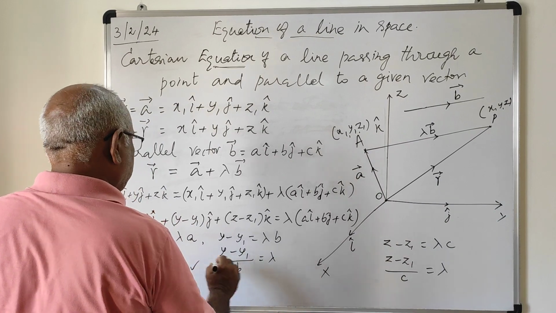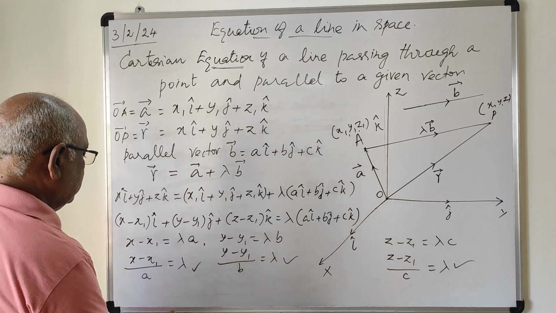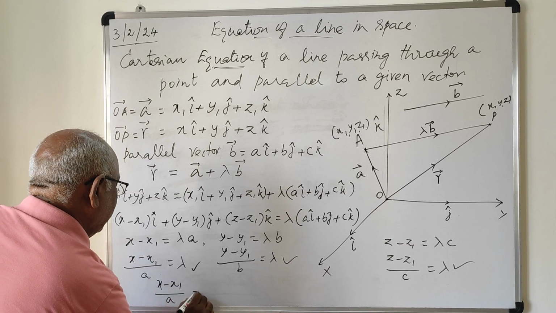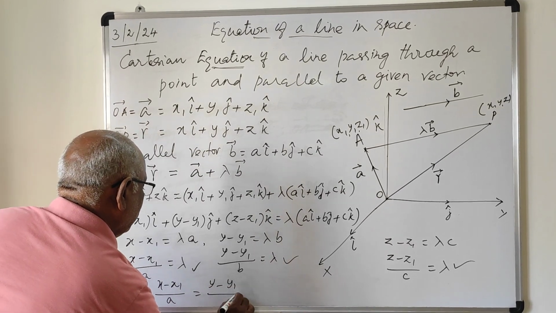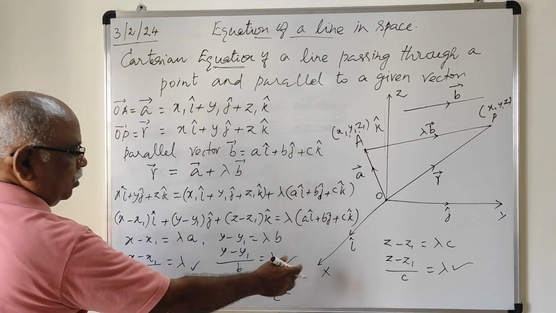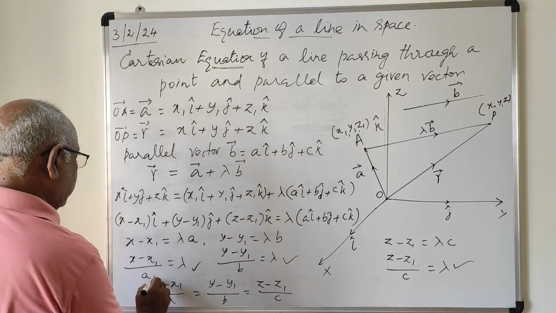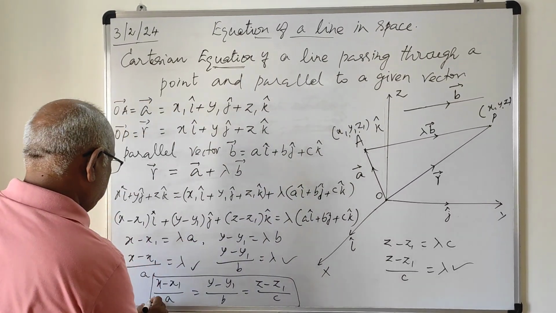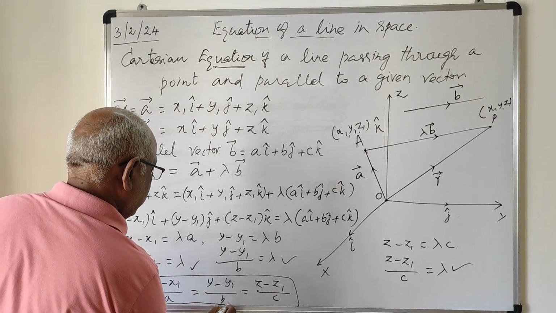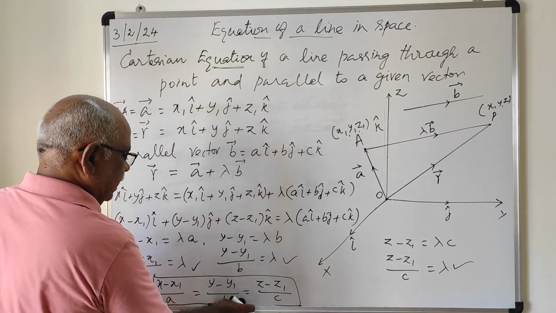So, comparing all these three, all are expressions for lambda. Therefore I get the Cartesian equation: x minus x1 by a equal to y minus y1 by b equal to z minus z1 by c, which is equal to lambda. You need not write lambda, it is the same constant. So this is the Cartesian equation of the required line.